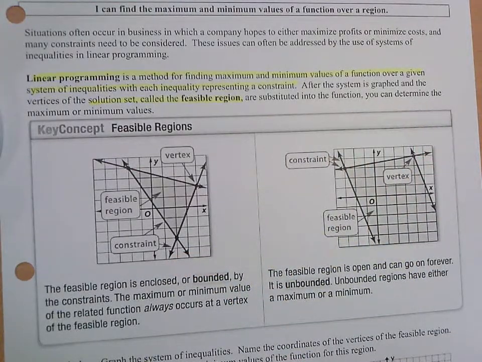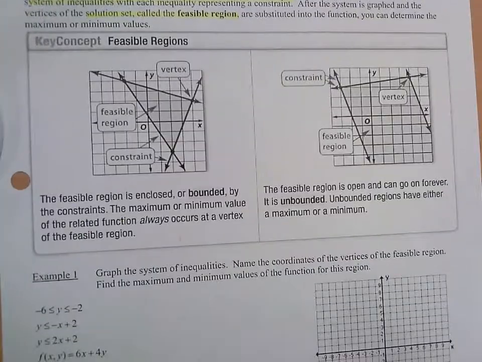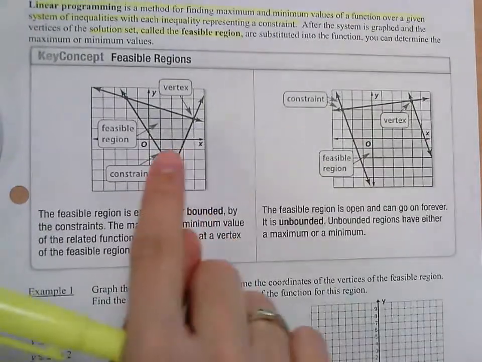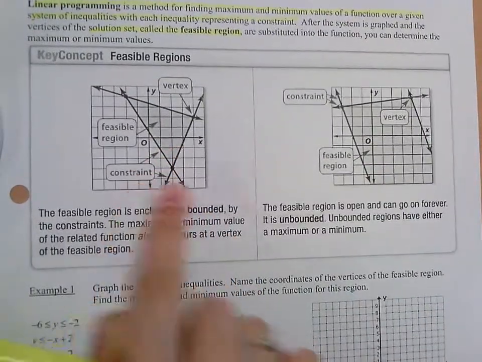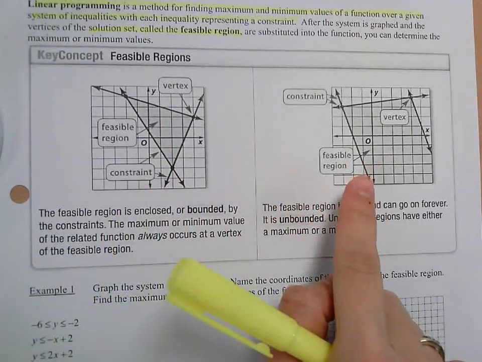So the maximum and minimum are always going to occur at a vertex. So that's why that last example yesterday, and there were a couple on the assignment, had you graphing the system and finding the vertices. That's where we're starting today, and then we actually use those vertices to find the max and min. So with your feasible regions, you're either going to get a bounded region or an unbounded region.